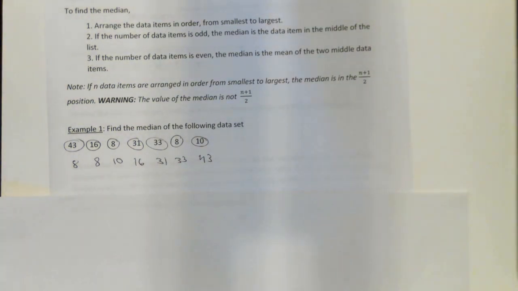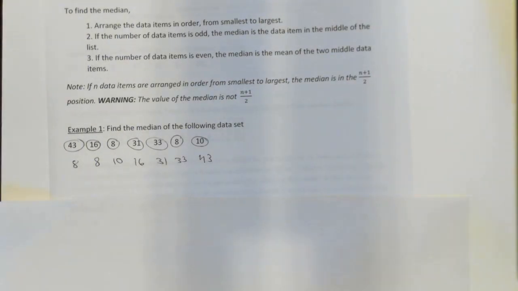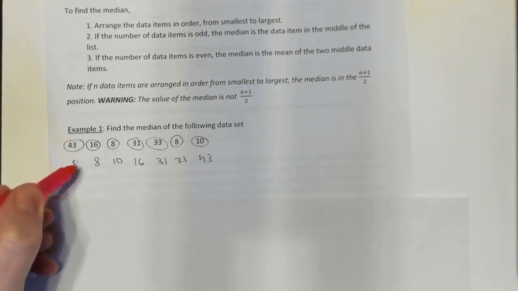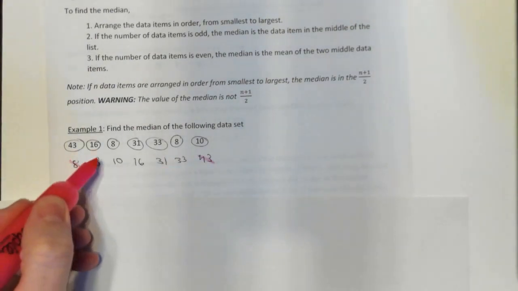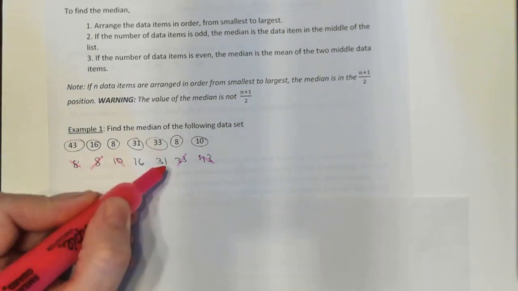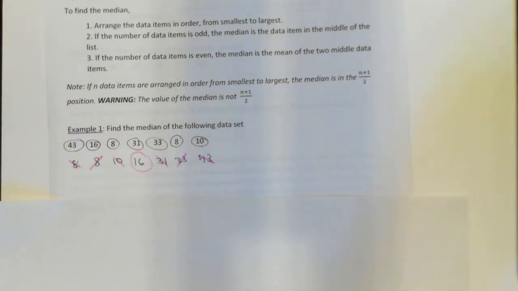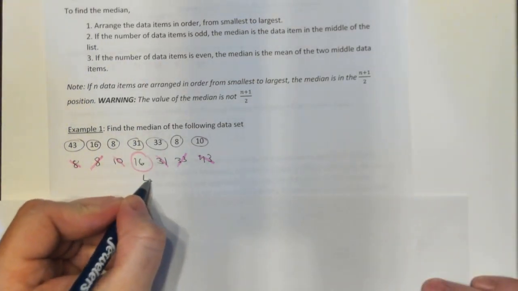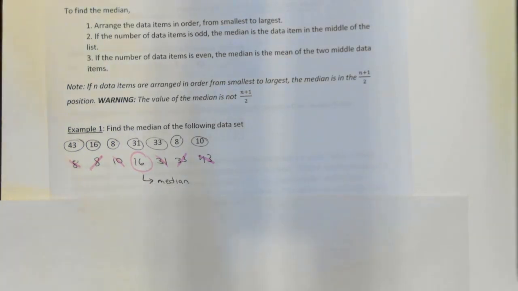Now, in order to find the median, it's the one in the direct middle. So we can do this. You can cross out the ones on the end, and then cross out the ones next to that. And then if you cross out these in pairs, then the one in the direct middle is the median. So 16 is the median. Okay, that's the easiest way to do it.